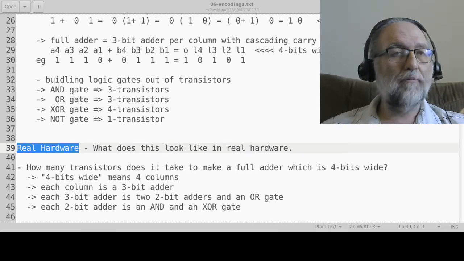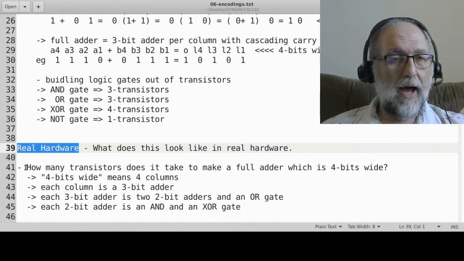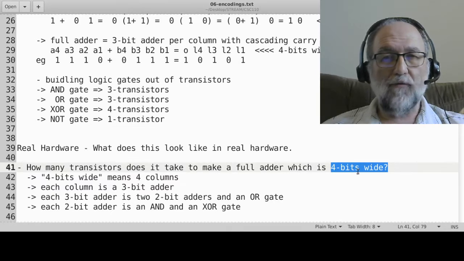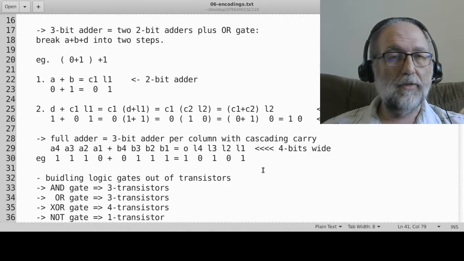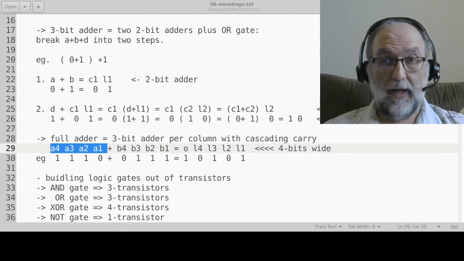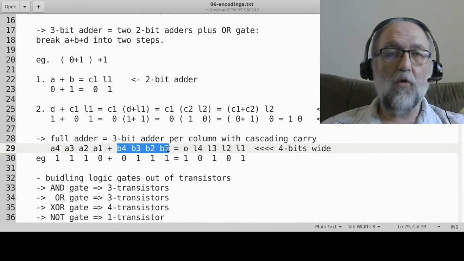All right, so let's start off by asking a very simple question. How many transistors does it take to make a full bit adder which is 4 bits wide? So this word 4 bits wide, you might wonder, well, what do I mean by 4 bits wide? Well, if you go back to my full bit adder here, my first number was made up of 4 bits, and my second number is made up of 4 bits.